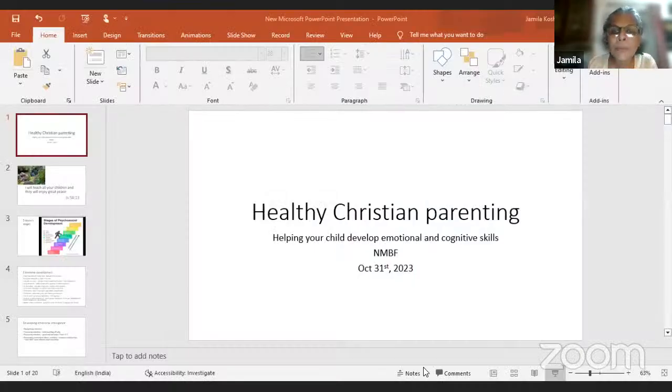So I would suggest that for young children, you can use this. It will help. Okay, let me get back to my screen share, and just point out that we need to teach our children about emotions and how to deal with them.